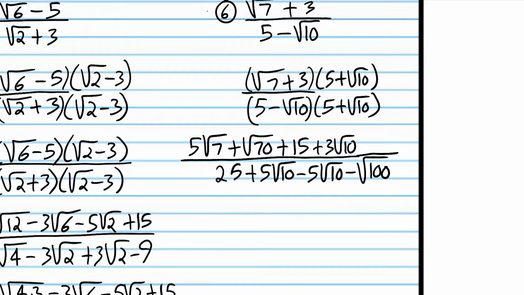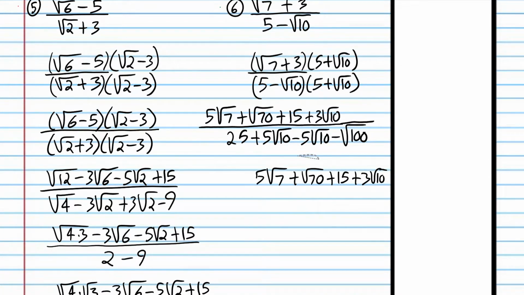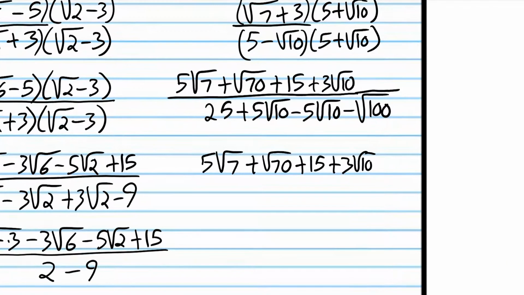So now the top, as in the previous problem, you can't really do much with the top. So we'll just rewrite that. Now 70, you might think, can we pull a perfect square out of 70? No, you cannot. There's no perfect square factor in 70. In the previous problem, we pulled out a perfect square over here. You see that? 12 had a perfect square, but 70 does not.